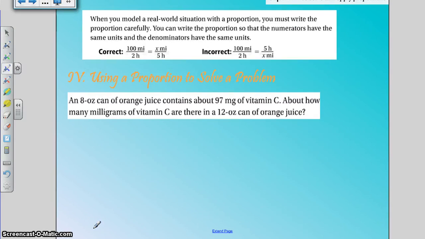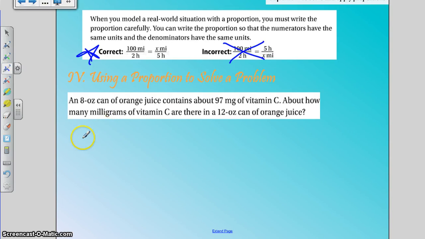All right, when you model a real-world situation with a proportion, you must write the proportions carefully. You can write the proportion so the numerators have the same units and the denominators have the same units. So this is critical. Notice here, it gives you a step-by-step. Correct, you have miles over hours equals miles over hours. Incorrect would be if you flipped those guys. So if you had miles over hours equals hours over miles. No. There we go.